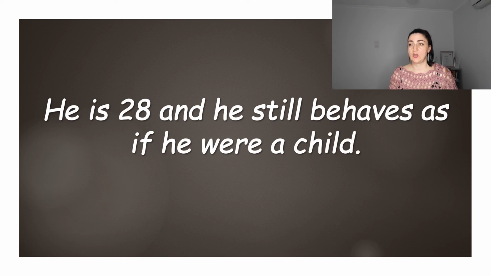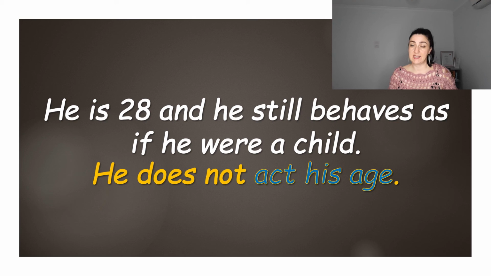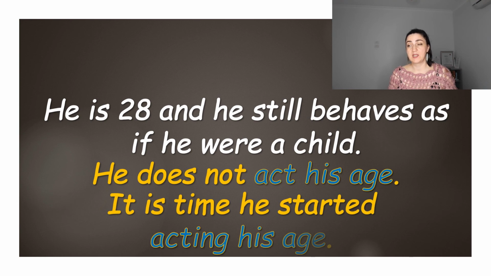Or let's say you are commenting on somebody's behavior. For example, he is 28 and he still behaves as if he were a child. A much better and shorter sentence is, he doesn't act his age. Or if you want to tell somebody it is time they started behaving according to their age, a good construction to use is, it's time he started acting his age. Or it's time you started acting your age.